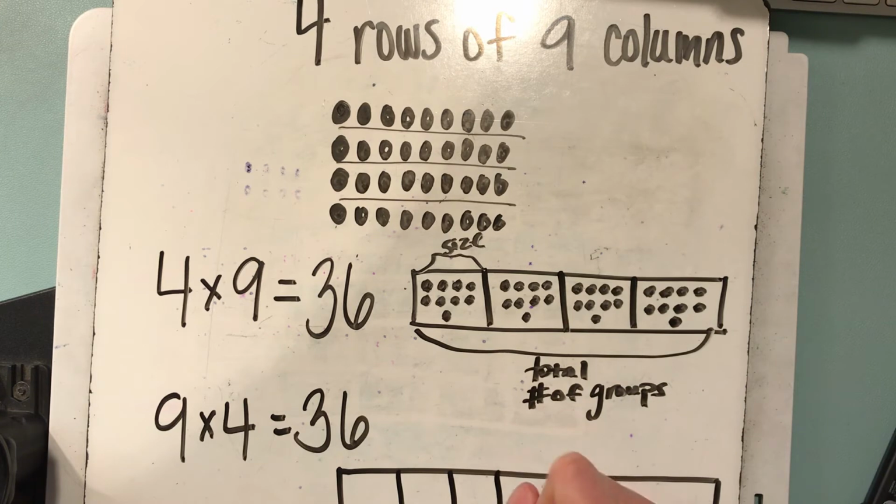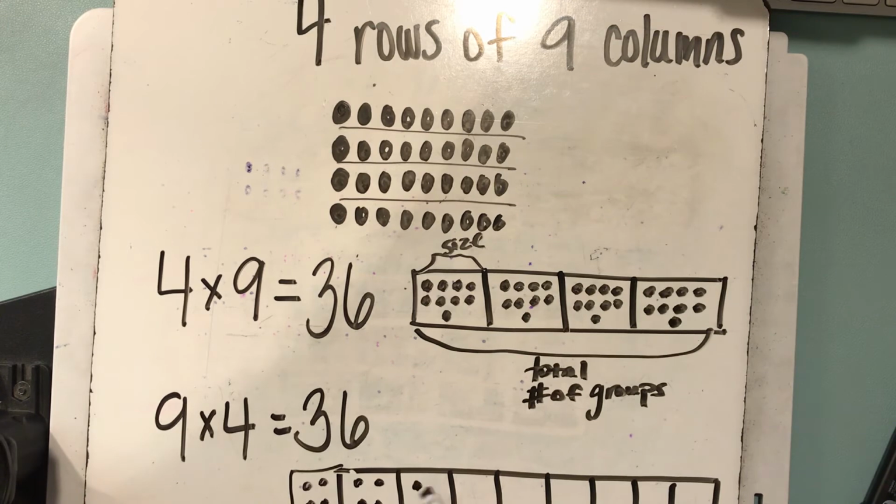1, 2, 3, 4, 5, 6, 7. Ooh, I didn't do the box. 8. Okay, how many are in each box, in each group? The size is 4. 1, 2, 3, 4.